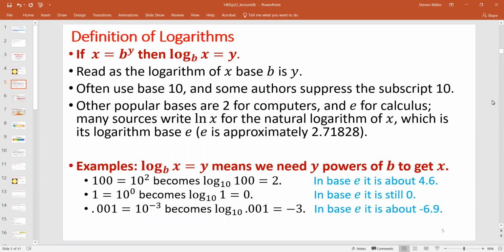So just very quickly, if x is b to the y, we call b the base, then log of x base b is y. This is the definition of the logarithm. It's how many powers of b do we need to get x. So what do we have to raise b to, to get x? And you've seen numerous times how to calculate logarithms. We normally use base 2, base e, or base 10.